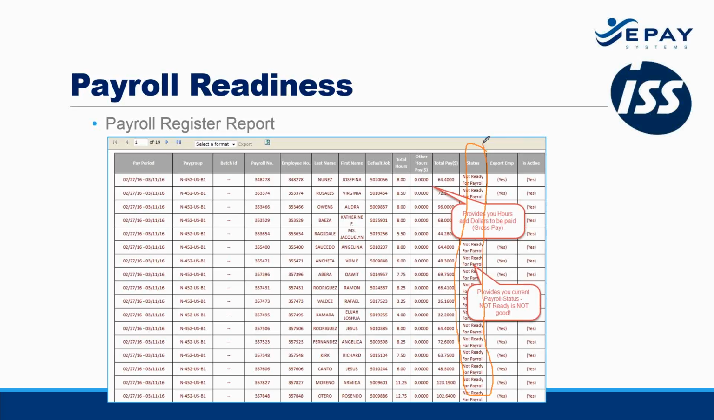Now, a couple other cool things that I want to point out to everybody are the very last two columns on the very far right. Those last two columns, called Export Employee and Is Active, allow you to know if that employee is exportable. What that basically means is we have it set up that all hourly employees in Blueforce are exportable. We have it set up that all salaried employees that come over to Blueforce are not exportable.